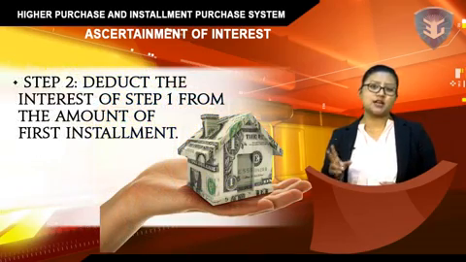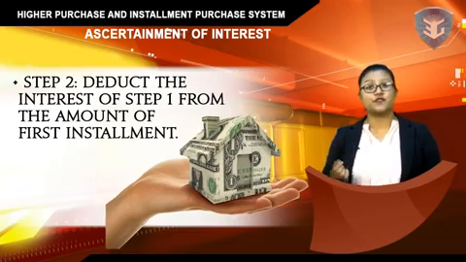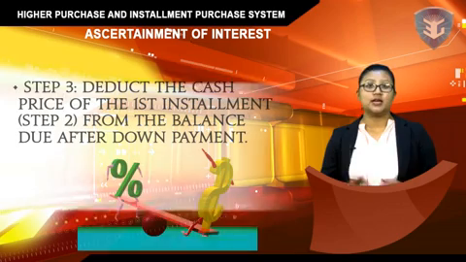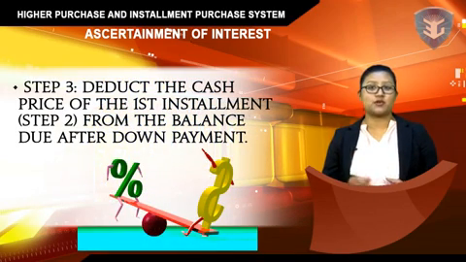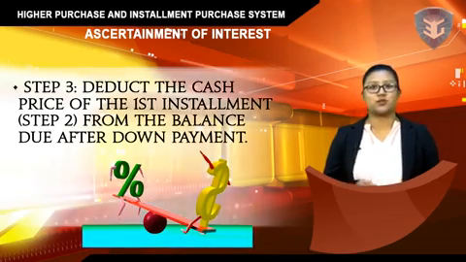Step 2. Deduct the interest of step 1 from the amount of the first installment. The resultant figure is the cash price included in the first installment. Step 3. Deduct the cash price of the first installment, from step 2, from the balance due after down payment. It represents the amount outstanding after the first installment is paid.